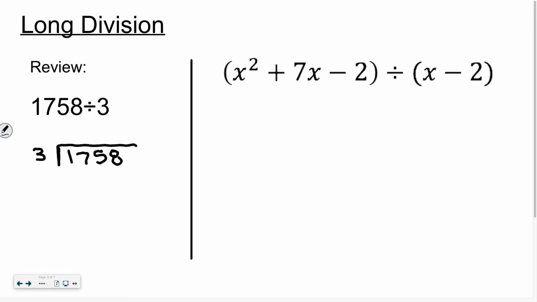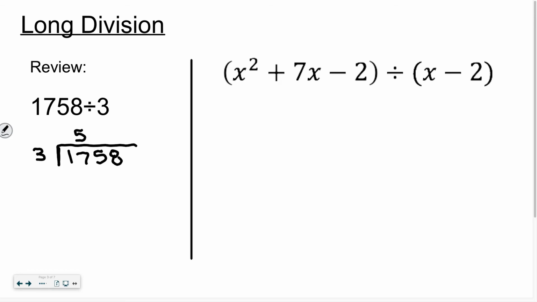Jack jumped right to, how many times does 3 go into 17? Technically, what did you ask yourself before that? How many times could 3 go into 1? But it can't. It's too big, right? So then you go over to the next one. How many times does 3 go into 17? 5 times. Because we're working with 17, we put 5 right above that, in the hundreds place of 1,758. So we put it in the hundreds place in the quotient, in the answer.